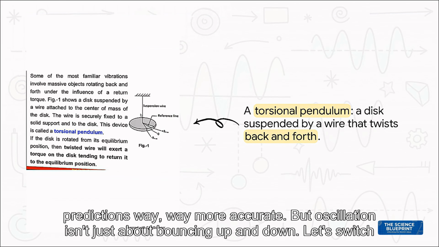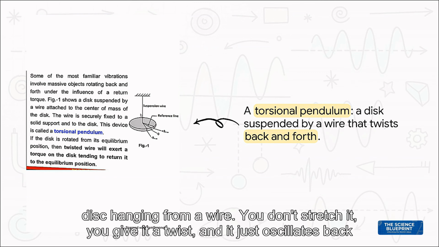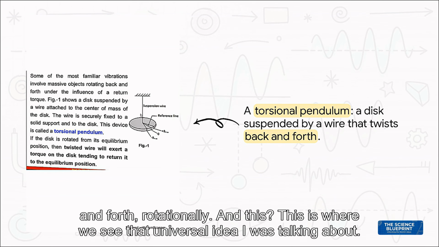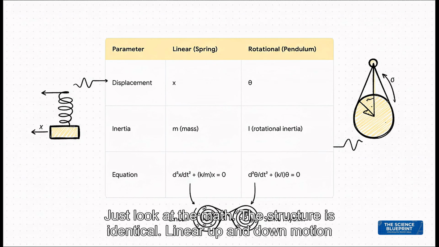But oscillation isn't just about bouncing up and down. Let's switch gears and look at something totally different, the torsional pendulum. In this case, you've got a disc hanging from a wire. You don't stretch it, you give it a twist, and it just oscillates back and forth, rotationally. And this is where we see that universal idea I was talking about. Just look at the math.